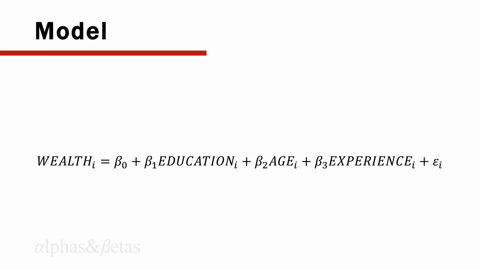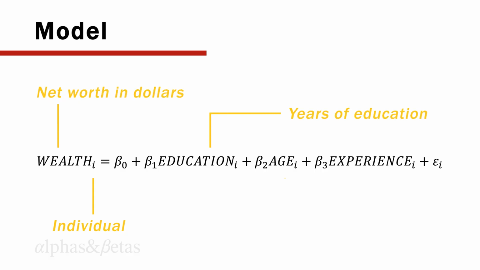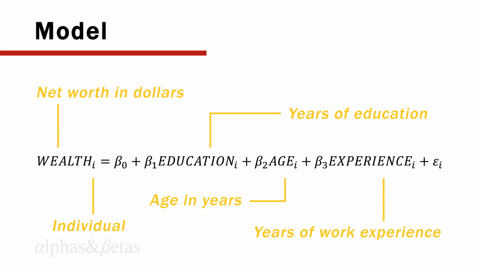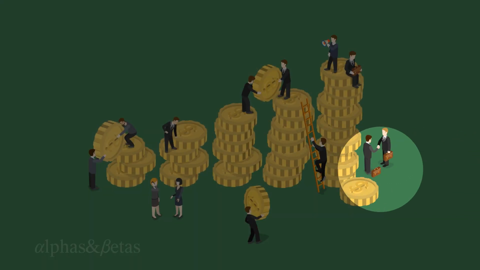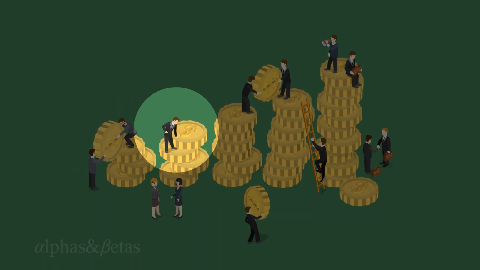Suppose we're interested in studying how wealth is related to education, age, and work experience. For each individual i, wealth is their net worth in dollars, education is their number of years of education, age is their age in years, experience is their number of years of work experience, and epsilon is the error. Suppose your survey can only reach people with less than $250,000 in wealth. The super rich don't want to talk to you.